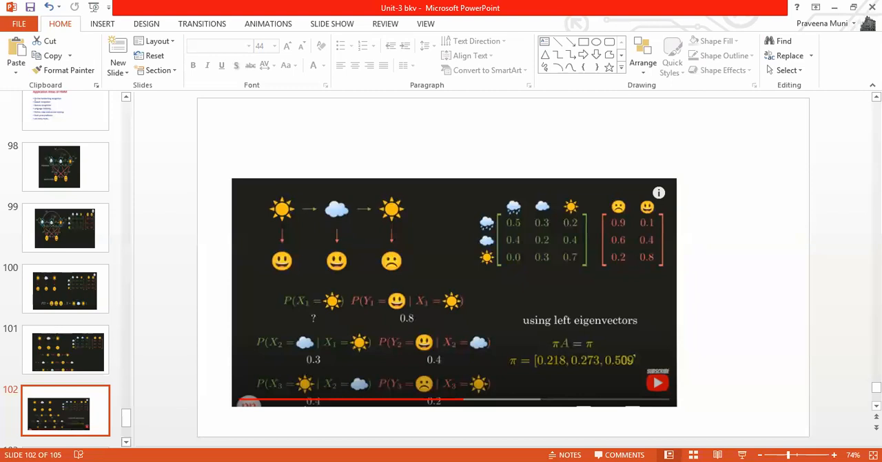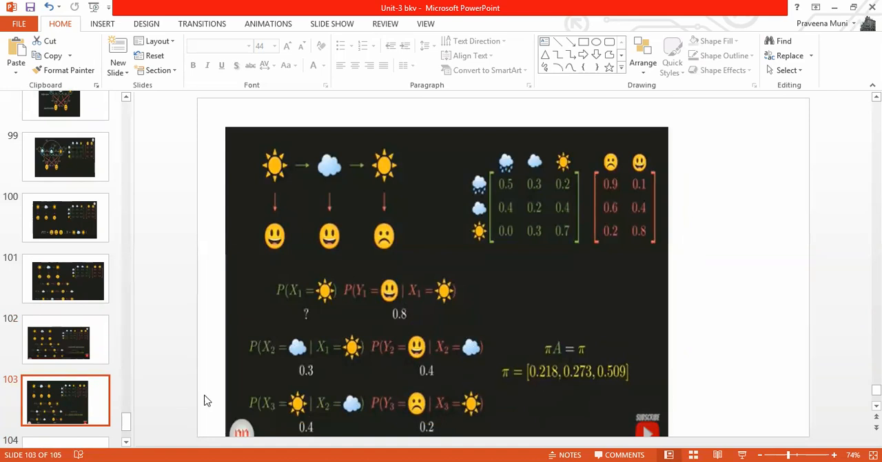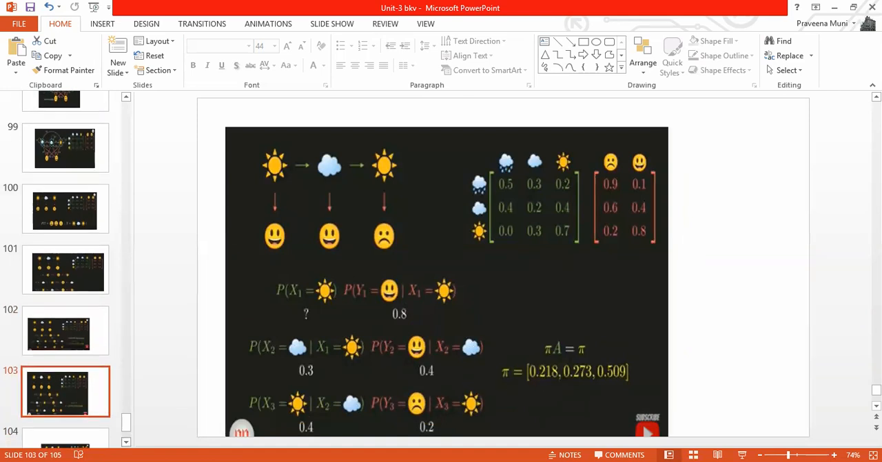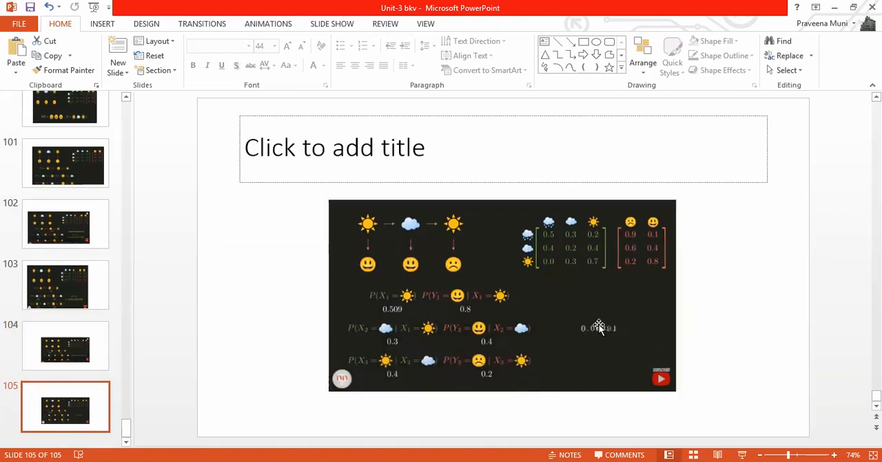So substitute 0.509, and if we find the product of all these values, we get the probability of this particular observed sequence given this weather sequence. We substitute that value and find the product of all these values. The probability of having this output sequence given this weather sequence is 0.001.